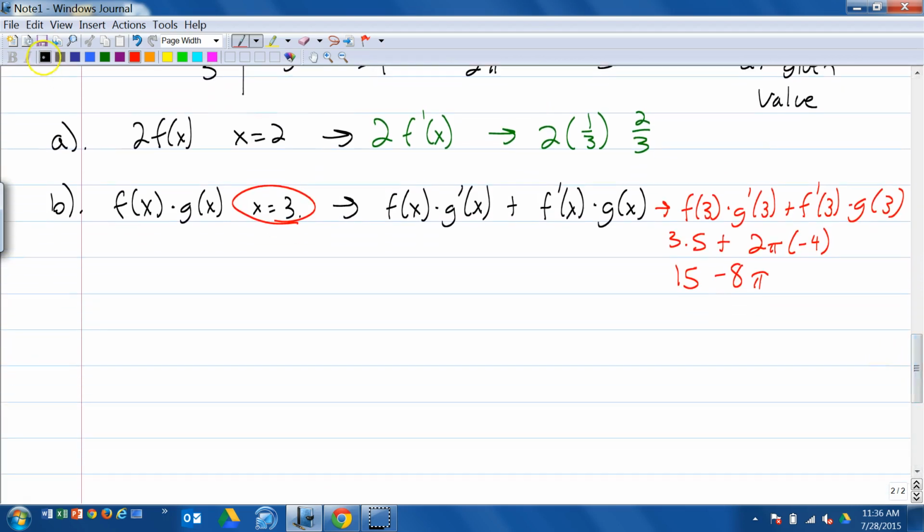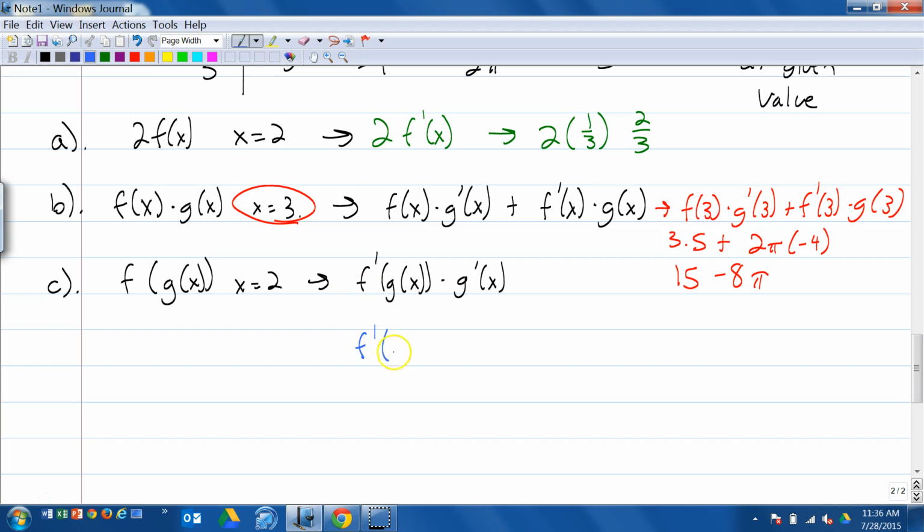So here's one where we're going to have chain rule. We'll do C and D, and then we'll be done with the notes of this video. So I want to know what the derivative of f of g of x is when x equals 2. Now this is a composite function, which means we have to use chain rule. So to take the derivative of this, we first take the derivative of the outside, f prime of g of x, and then we multiply that by the derivative of the inside, which is g prime of x. So now I want to do this when we're at 2 again. We're back at 2. So I have f prime of g of 2 times g prime of 2.